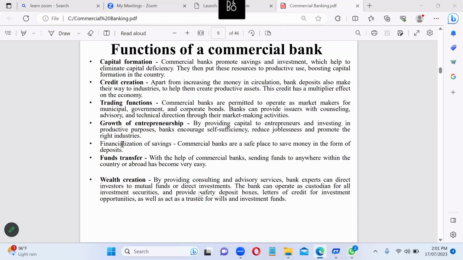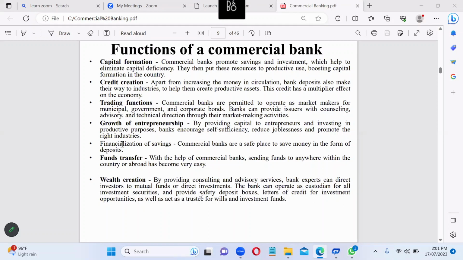So they provide the funds for NGOs or some other countries or some other entities or institutions, like UNO, SEFTA, NEFTA. They are providing fund transfer to another country or among countries. That is also another function. Finally, wealth creation by providing counseling and advisory. These counseling and advisory things are mostly called wealth creation.